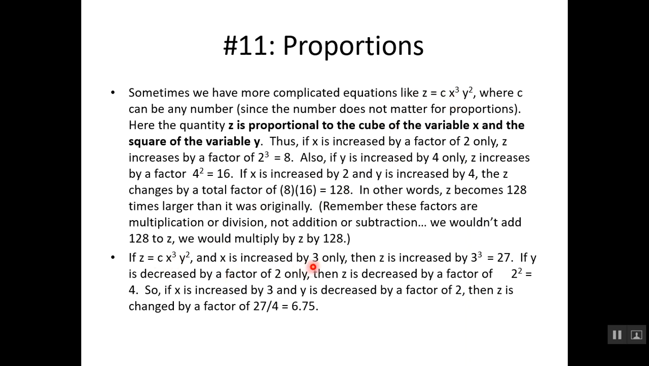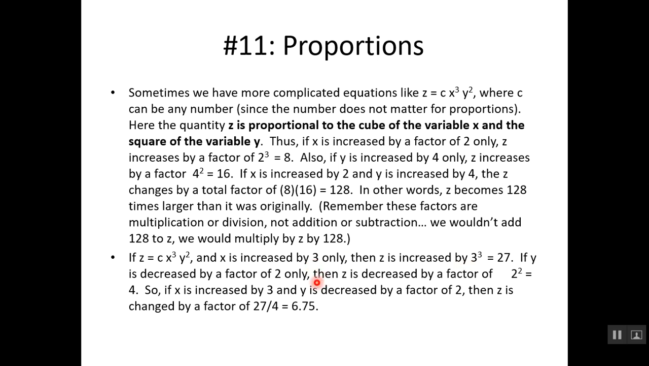So suppose you increase x by 3. Once again, x and z are proportional. So if you increase x by 3, then z goes up. But it doesn't go up by 3. What does it go up by? It goes up by 3 squared, right? So 3 squared is 9. So if the only thing you did is increase x by a factor of 3, that would increase z by 9 by itself.